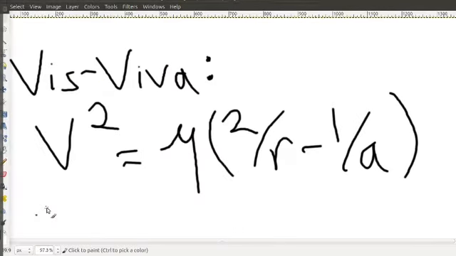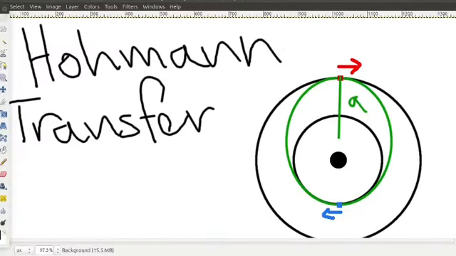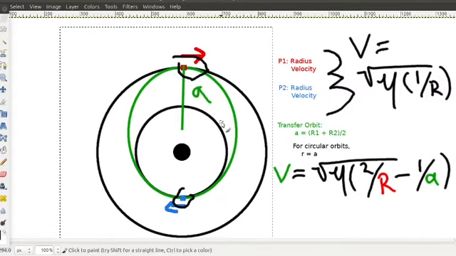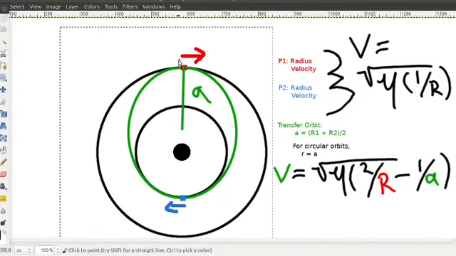But the method by which it works is called the Vis-Viva equation, which lets you take any radius from the planet in a circular orbit and tells you exactly how fast you need to be going to stay at that orbit. It also enables you to figure out exactly how fast you need to be going at either this point or this point to enter any elliptical orbit as well. So really it's just a method for finding your radius from the planet if you know your velocity and the shape of your orbit, or for finding your velocity if you know your radius and the shape of your orbit.